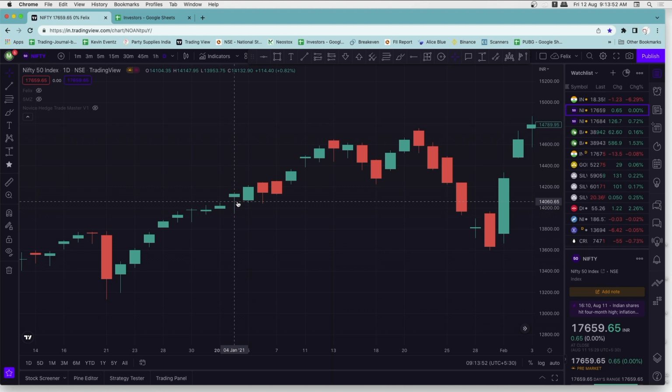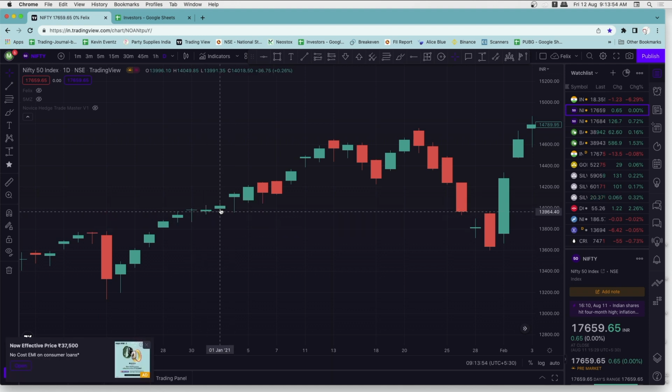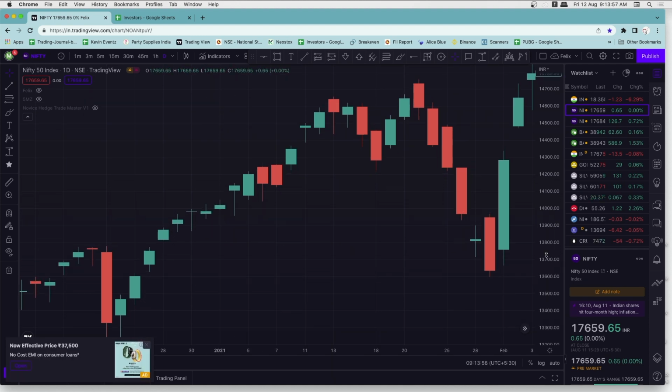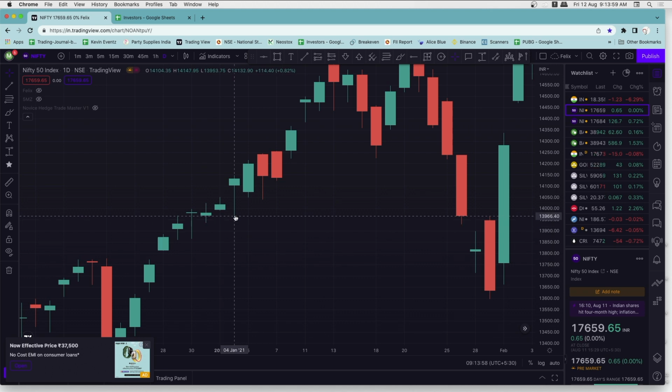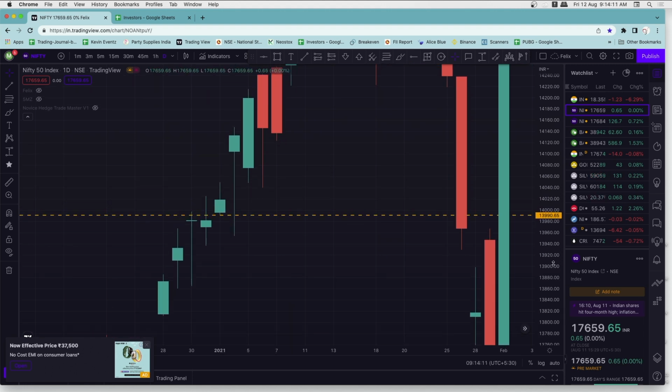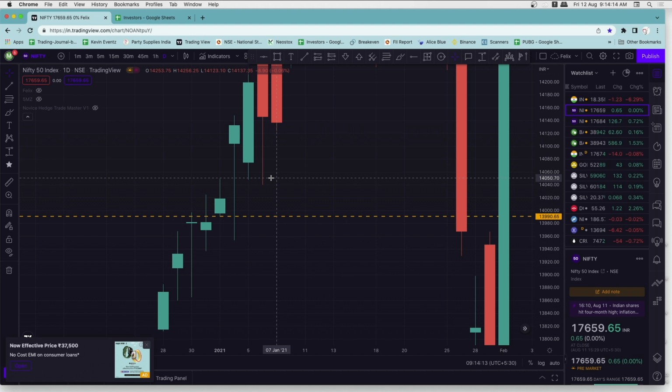So this is the first candle. What we have to do is mark the low and high of the first day candle. So I'm just marking the low of this candle. I'm marking two lines. Can you see this is a line and here is the low.